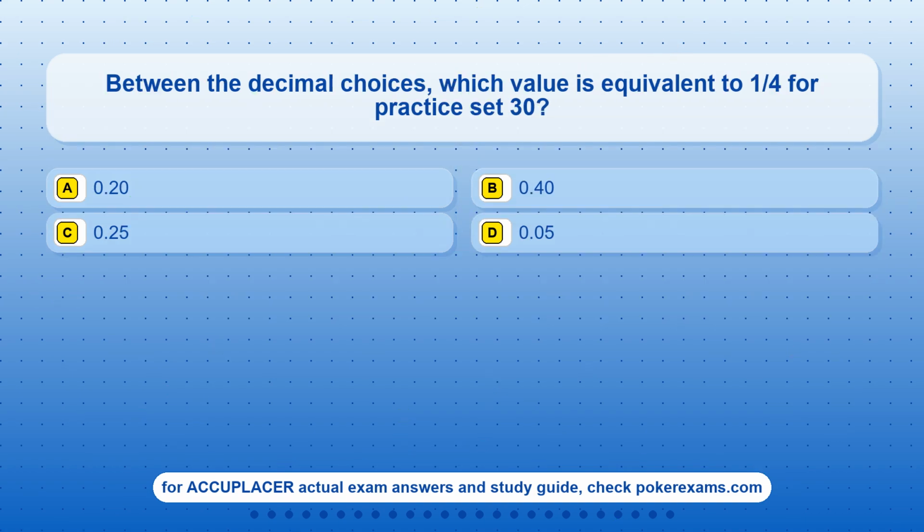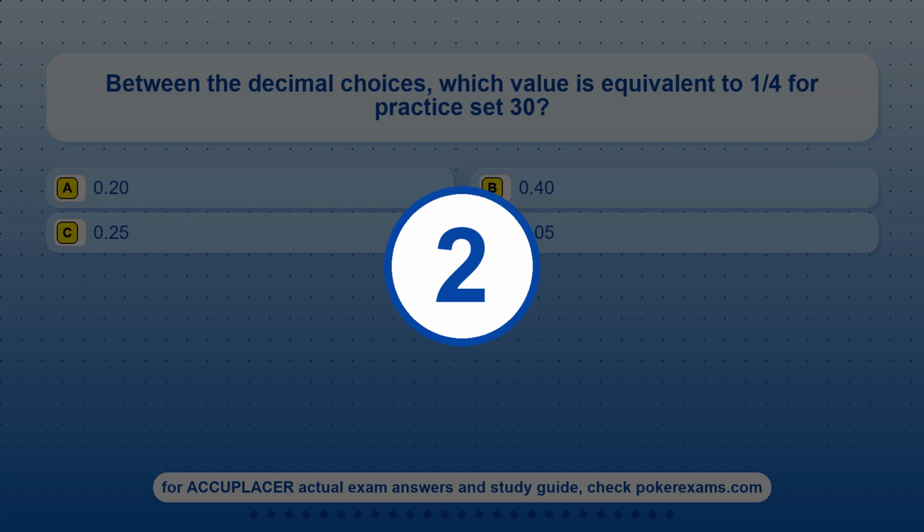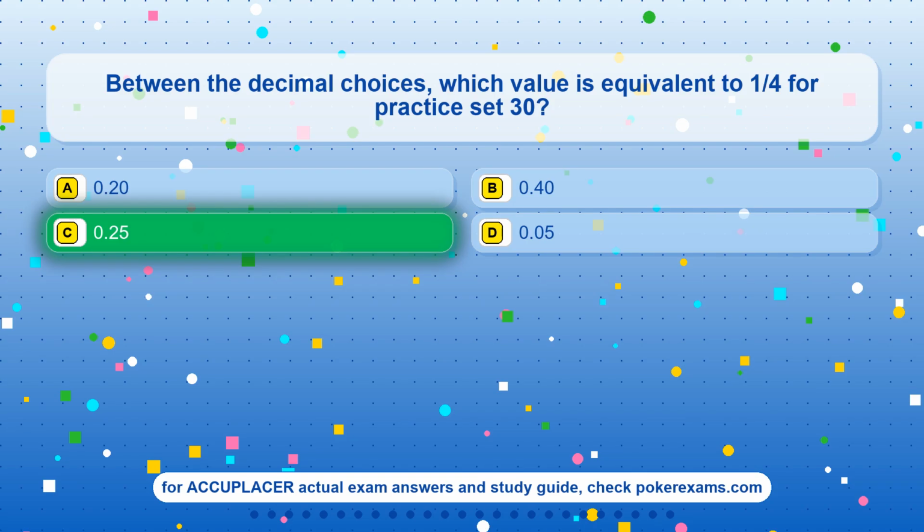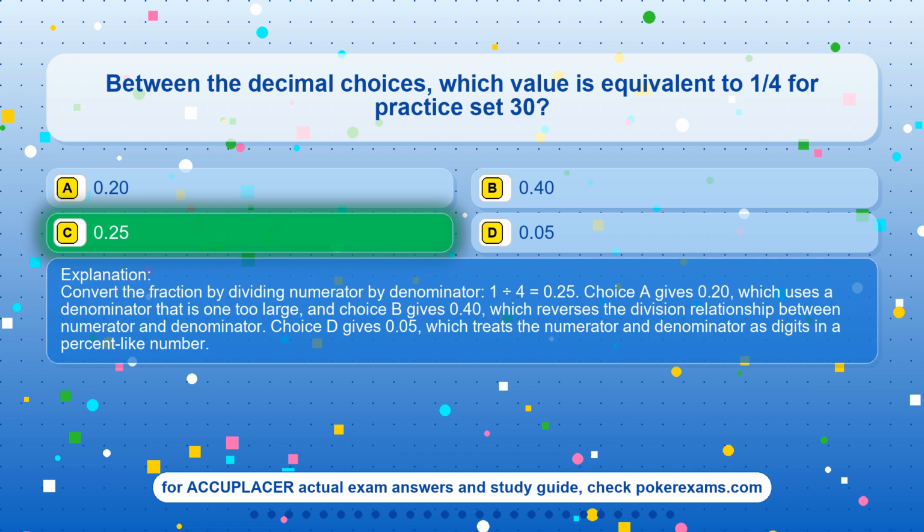Question 21. Between the decimal choices, which value is equivalent to 1/4 for practice set 30? Option A 0.20, Option B 0.40, Option C 0.25, Option D 0.05. The correct answer is Option C, 0.25. Convert the fraction by dividing numerator by denominator. 1 divided by 4 equals 0.25. Choice A gives 0.20, which uses a denominator that is 1 too large, and choice B gives 0.40, which reverses the division relationship between numerator and denominator. Choice D gives 0.05, which treats the numerator and denominator as digits in a percent-like number.